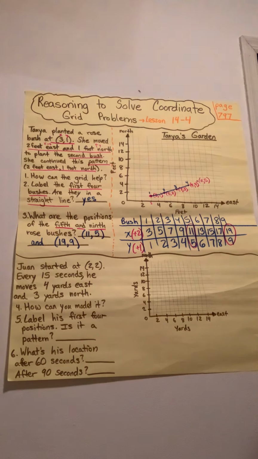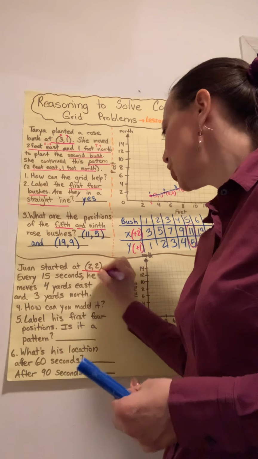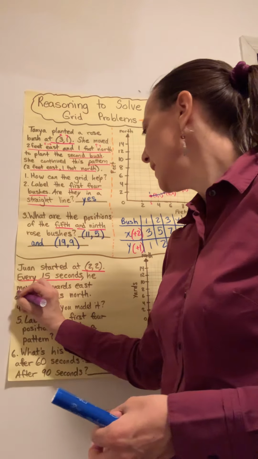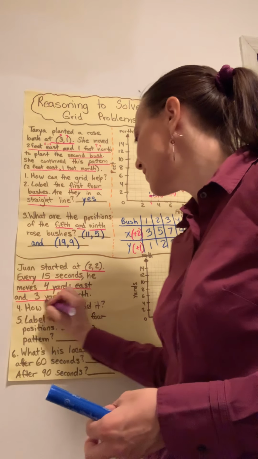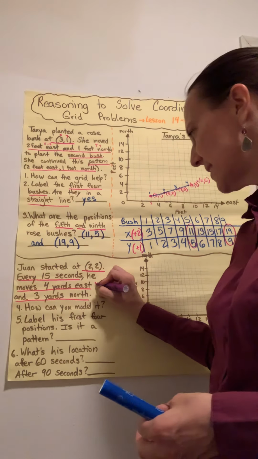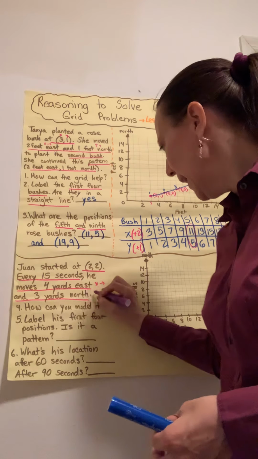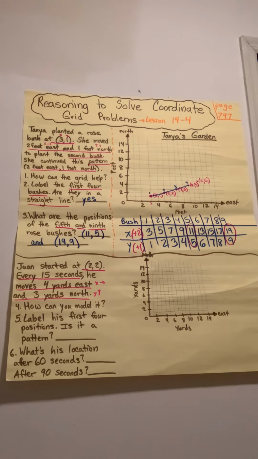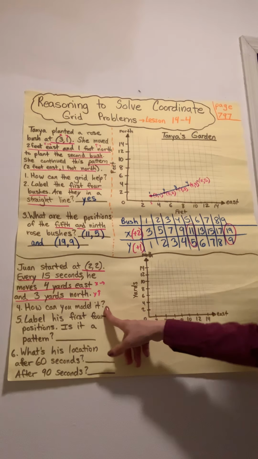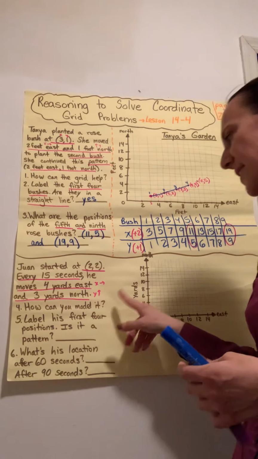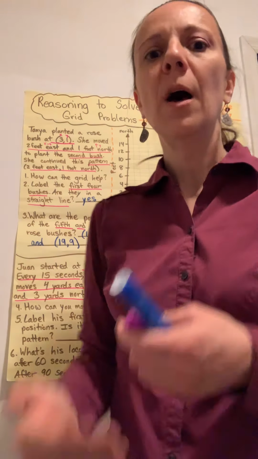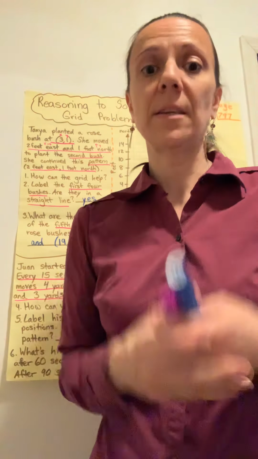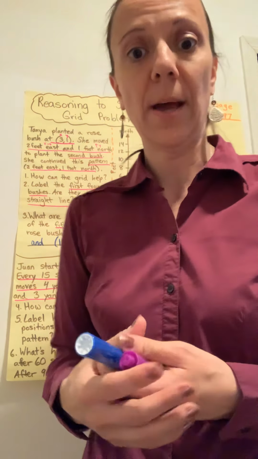Juan started at 2, 2. Every 15 seconds, he moves 4 yards east and 3 yards north. So again, I'm going east, that's X, going sideways, and north is Y, going up. Okay, number 4 here says how can you model it? So again, I could answer that question in my book. I could say I can model it by plotting the points on the coordinate grid and connecting them to show that there's a pattern and it makes a straight line.